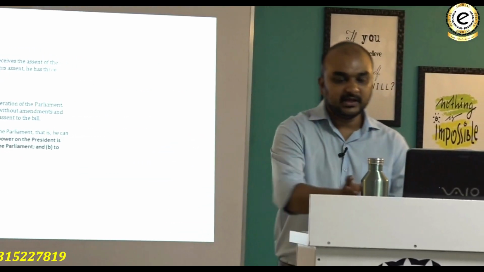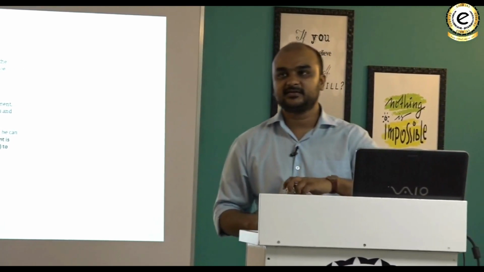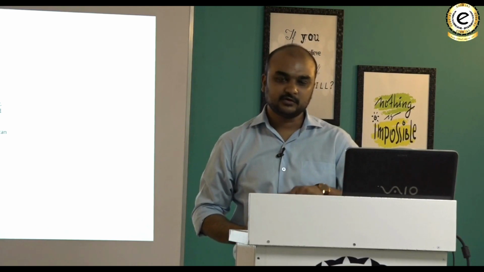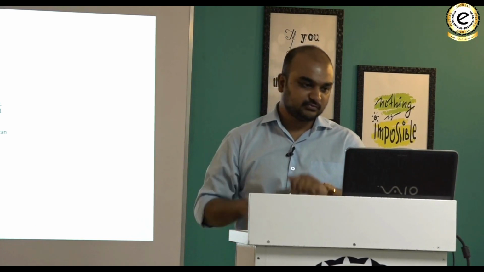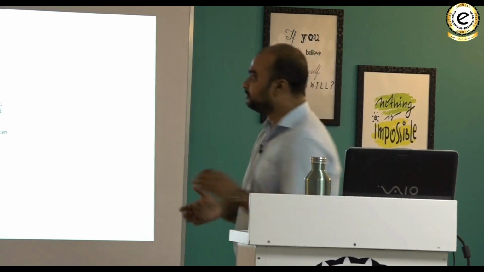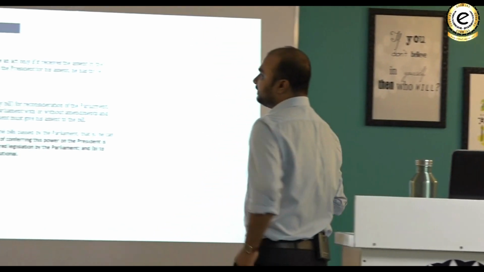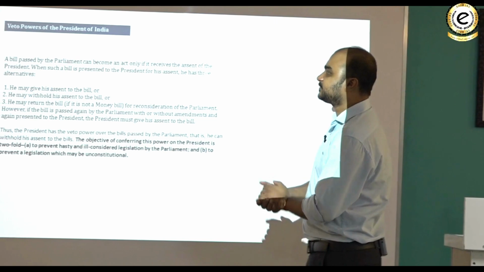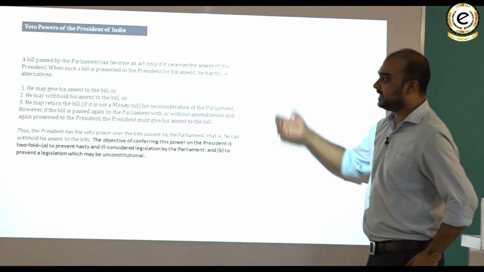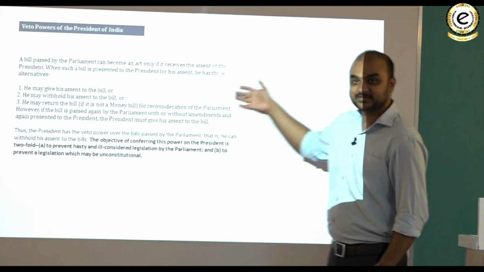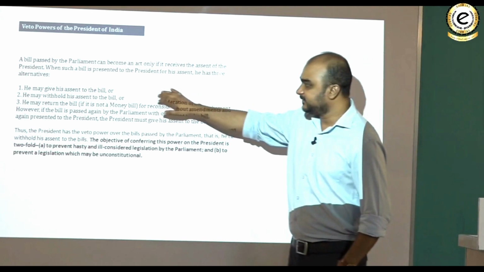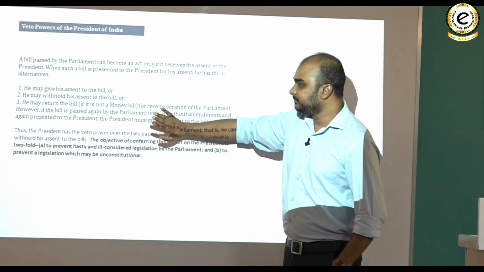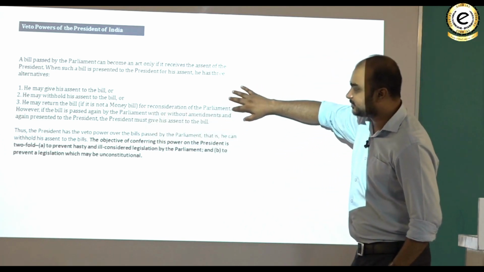Let us now have a look at the veto powers of the President of India in some more detail. Now, I told you that a bill passed by the Parliament can become an act only if it receives the assent of the President. When such a bill is presented to the President for his assent, he has three alternatives. This is only with respect to ordinary bills. He may give his assent to the bill, he may withhold his assent to the bill, he may return the bill, if it is not a money bill, for the reconsideration of the Parliament.